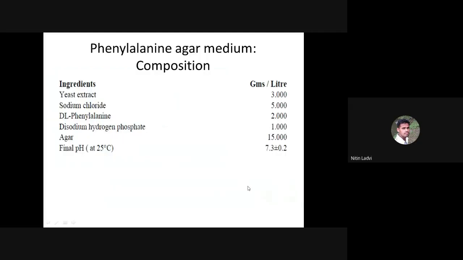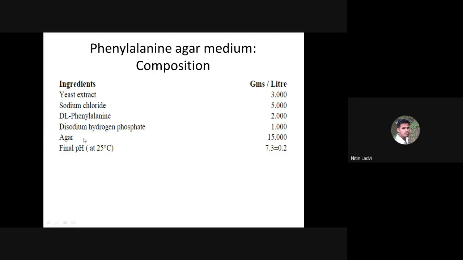So as far as the composition for the media to be used for this particular test is concerned, this is the composition. I think you are well familiar with the role of these different types of ingredients. So yeast extract is obviously the source of organic nitrogen and the base source of vitamins of the B complex, like vitamin B12. Sodium chloride is for maintenance of osmotic balance. Phenylalanine is obviously the substrate for the enzyme we are looking for, and disodium hydrogen phosphate maintains the buffering capacity while there is growth, and then agar is for the solidification purpose.